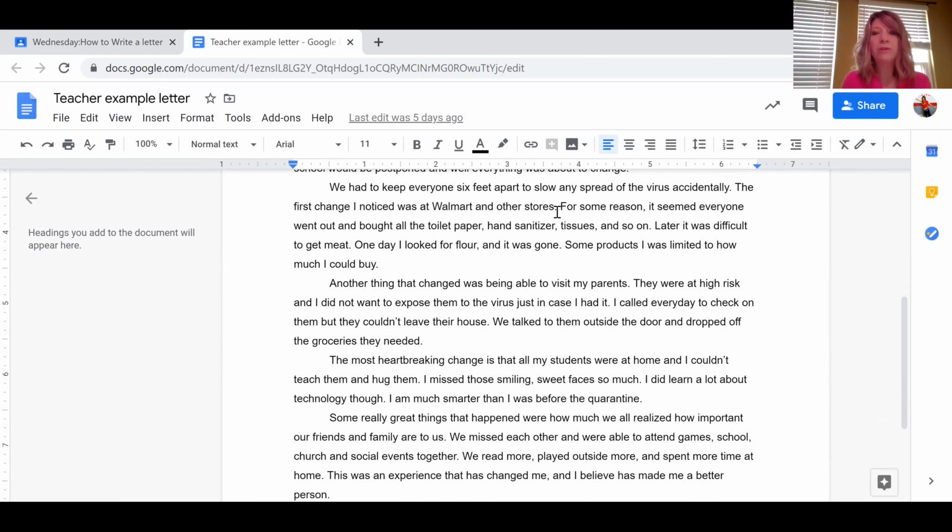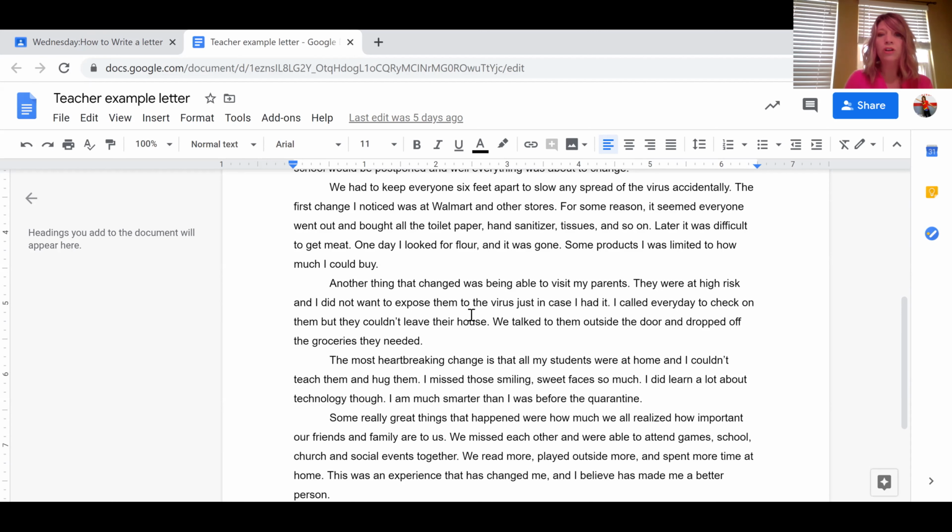Okay, so at first I wrote about the stores. We had to keep everyone 6 feet apart to slow any spread of the virus accidentally. The first change I noticed was at Walmart and other stores. For some reason, it seemed everyone went out and bought all the toilet paper, hand sanitizer, tissues, and so on. Later, it was difficult to get more. One day I looked for flour and it was gone. Some products I was limited to how much I could buy. All right, so that was the first thing, the store.